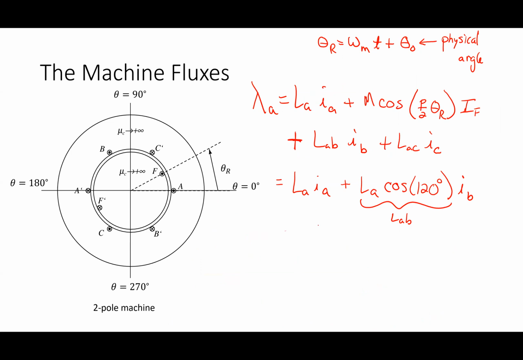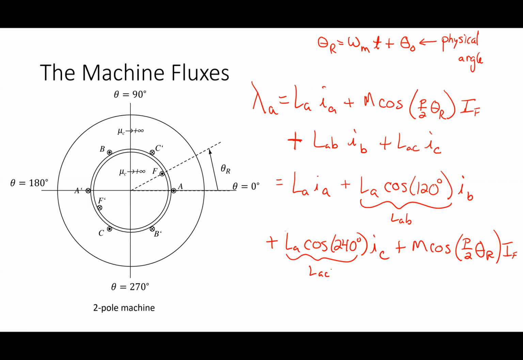Yeah, it would be cosine 240. So for that, I would have LA cosine 240 times IC. And then I just have this M cosine P over 2 theta R times IF, like that. All right, now help me out. Cosine of 120 and cosine of 240. What are those?